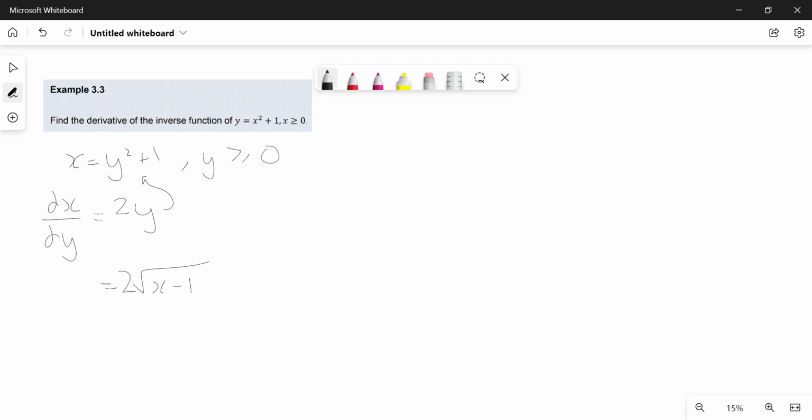And what's important here is we know y has to be greater, because if we make y the subject, we would get plus minus square root. But here, remember, y has to be greater or equal to 0. So I know it's just the positive square root. So then if I reciprocate, I get 1 on 2 root x minus 1, and that is the derivative of the inverse function.